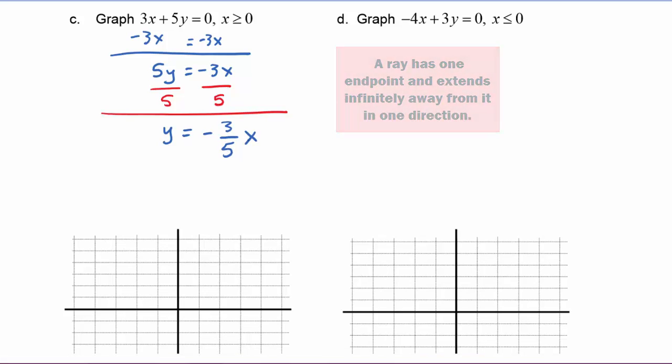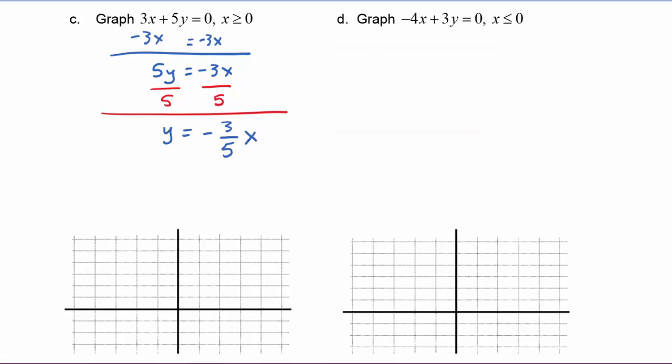Now we can use the y-intercept and the slope to make the graph, or we can pick 2 points to make the graph. Either way is good. We just have to remember that any points we use for x have to be greater than or equal to 0. So, for example, we know that we have the point 0, 0 on the graph. That's easy to see.